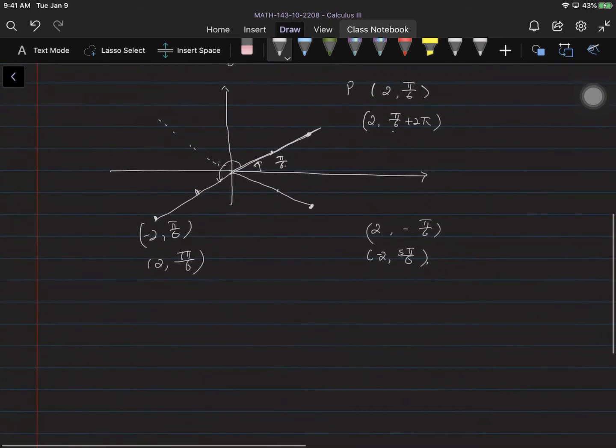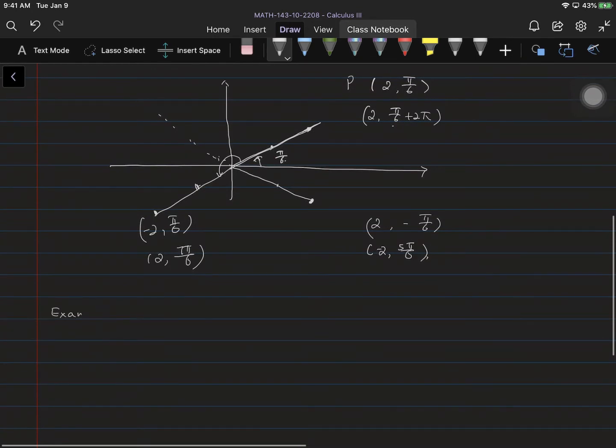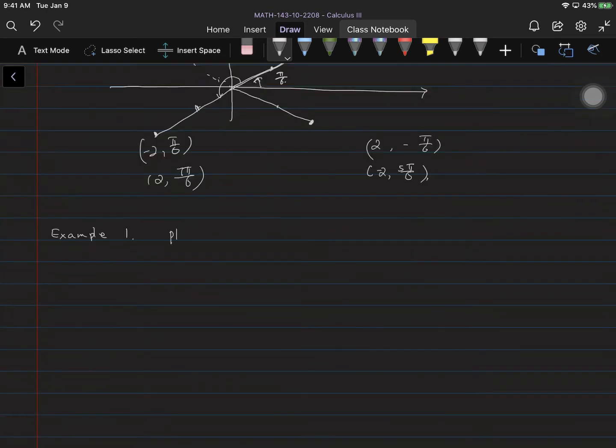Okay, so now let's take a look at example 1. Don't worry too much, we will do more detailed practice with this kind of thing. Plot the points. We are going to plot several points. The first one is (1, 5 pi over 4). The second, (2, 3 pi over 3). Number 4, (negative 3, 3 pi over 4). So we are going to see where those points are.